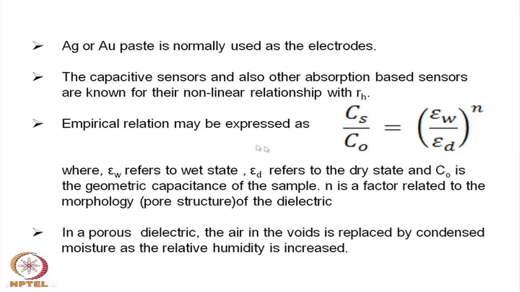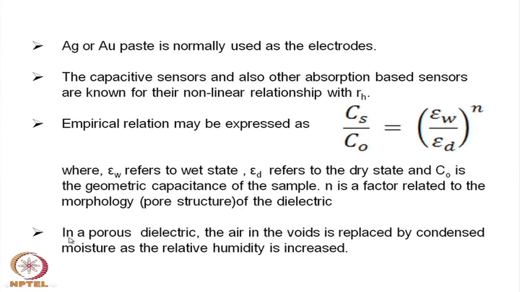The empirical relation may be expressed as Cs/C0 = (εW/εD)^N. So, W is the wet condition and D refers to the dry condition. C0 is the geometric capacitance of the sample, depending on the overall geometric size and shape, you have a capacitance value, and N is a factor related to the morphology of the pore structure of the dielectric. So, depending on the morphology, fineness of the pore, the overall porosity and all that, this N is dependent on those parameters.